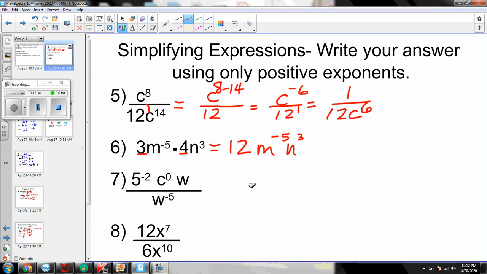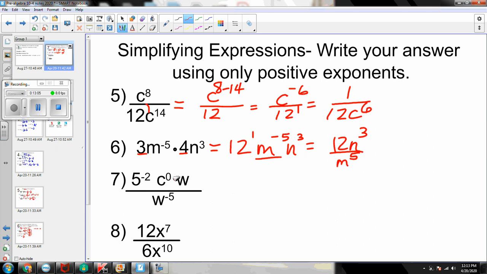So what do you think? Have I simplified all the way? No, I have not, because I have an m to the -5 power. So I'm going to keep the 12 where it is. Remember, because this is a 12 to the first. N to the 3rd stays in the numerator because it doesn't have a negative exponent, it has a positive. But this m to the -5 moves to the denominator and becomes m to the 5th. So I did need to move that to the denominator since I have a negative exponent.